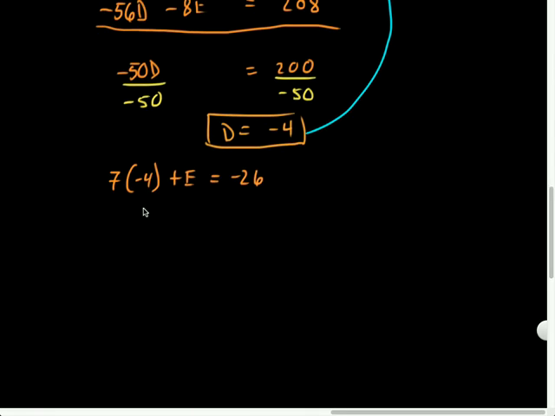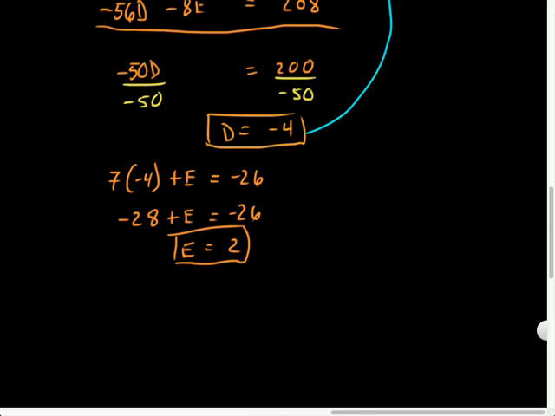Let's see, hopefully I have enough room for this problem. -28 plus e equals -26. E is going to equal +2. Guys, we got 2! Yes! Is that my center? Is my center 2, -4? No, this is not anything even close to that. We still have a ways to go.